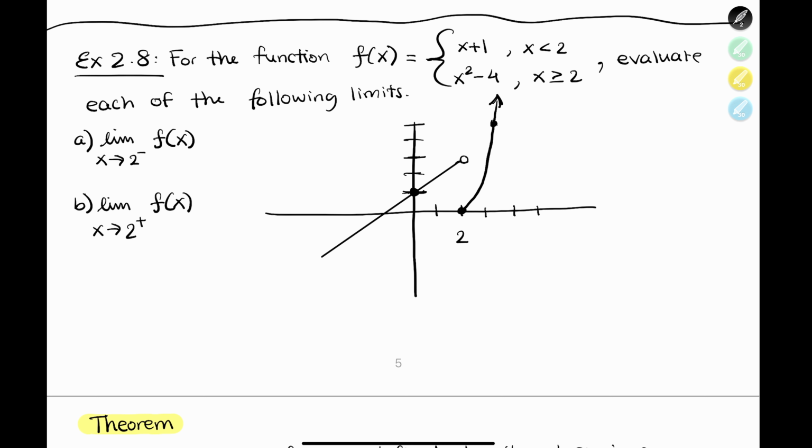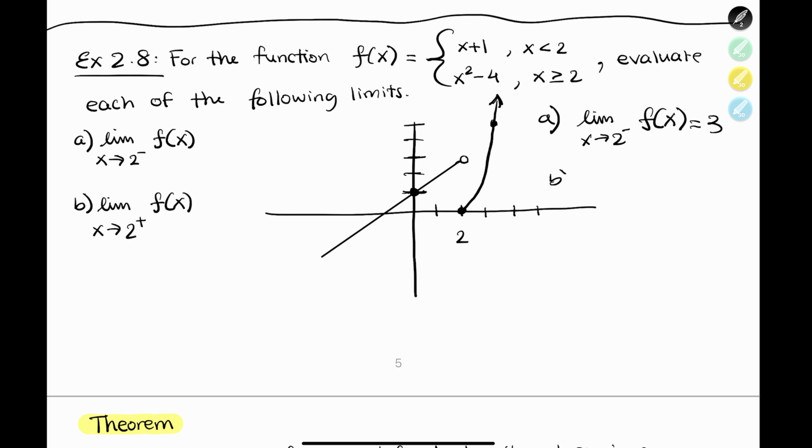And so now we have to find the limit of f of x as x approaches 2 from the left-hand side and as x approaches 2 from the right-hand side. So looking at the left-hand side first, we see that as we're approaching 2, we're getting closer and closer to the value of 3, but we actually don't have an existing value at 3. But that's what the limit is. So we say that the limit, so this is a, the limit as x approaches 2 from the left-hand side of f of x is equal to 3.